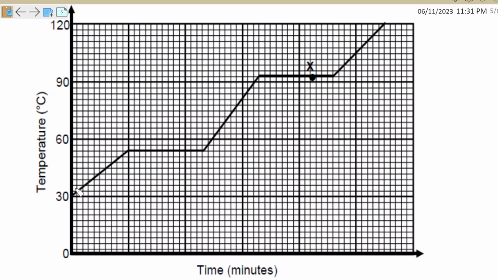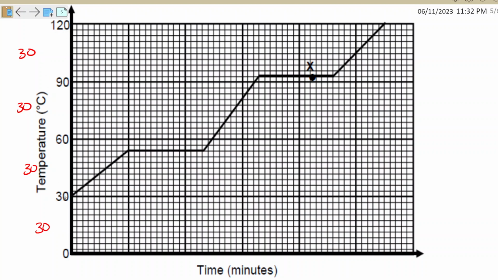Let's count. We have 1, 2, 3, 4, 5, 6, 7, 8, 9, 10. So we have 10 blocks between 60 and 30. So the difference between 60 and 30 and 90 and 120, you can see that this graph is a graph of 30. So we have 30, 0 plus 30 is 30, plus 30 that's 60, plus 30 that's 90, plus 30 that's 120. So the difference here is 30.